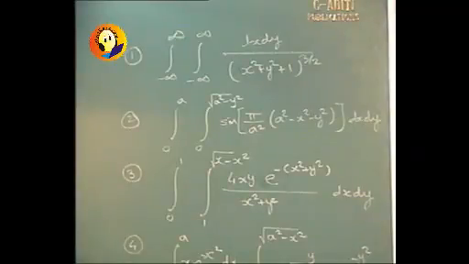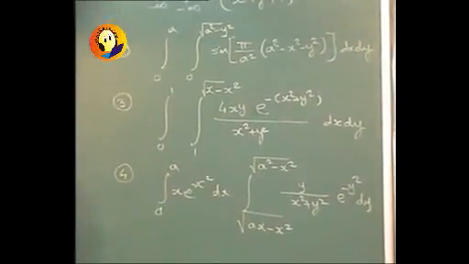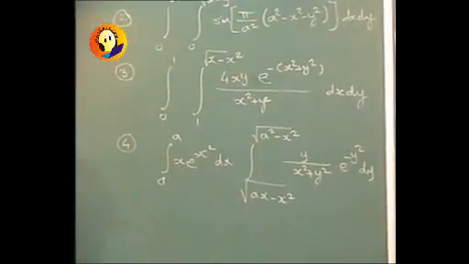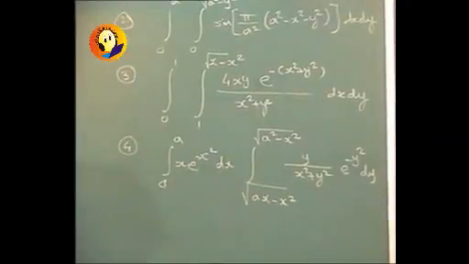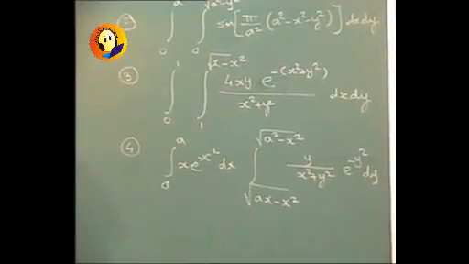Second, being integral 0 to a, integral 0 to under root a square minus y square, it is sine of pi by a square into (a square minus x square minus y square) dx dy. Third is integral 0 to 1, integral 1 to under root x minus x square, 4xy into e raised to minus (x square plus y square) upon x square plus y square dx dy. Whereas the last one is integral 0 to a, x e raised to minus x square dx, integral root of ax minus x square to under root of a square minus x square, y upon x square plus y square into e raised to minus y square dy.